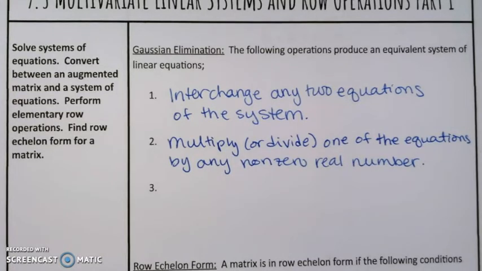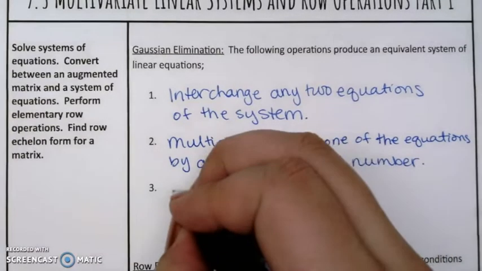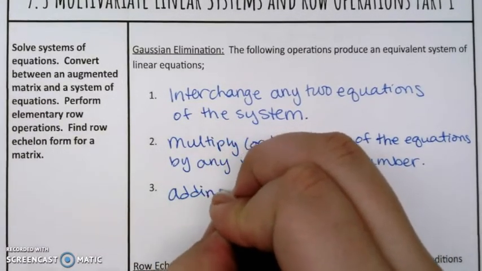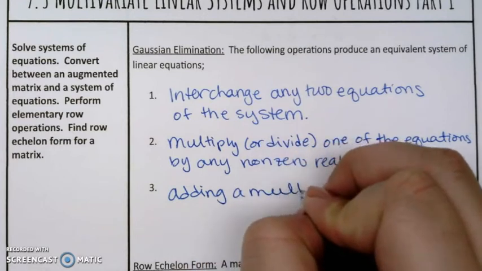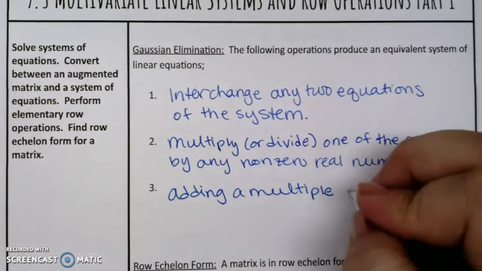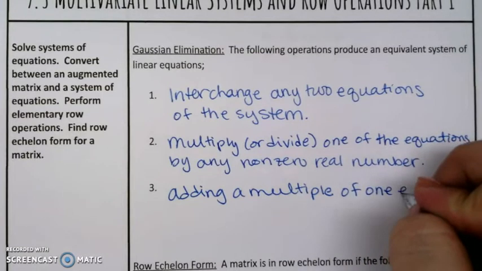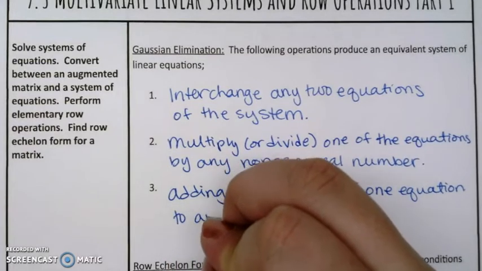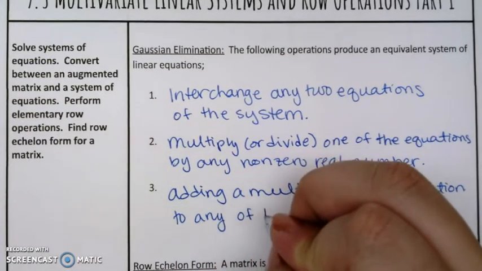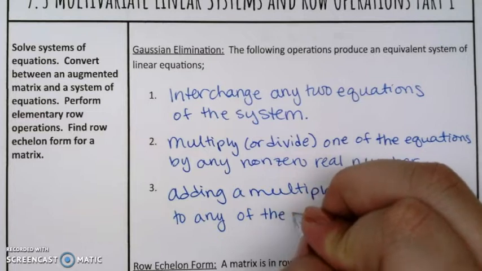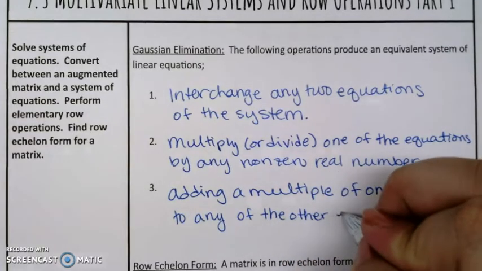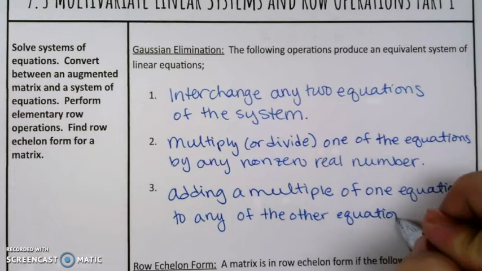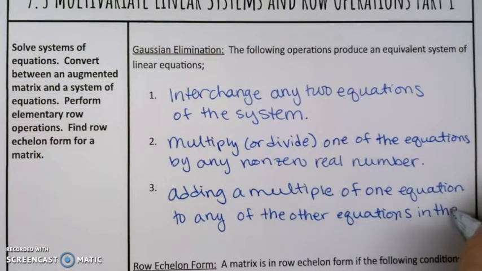And then our third option is kind of a combination of the second and adding the 2 equations. So it's adding a multiple of one equation to any other of the other equations in the system.